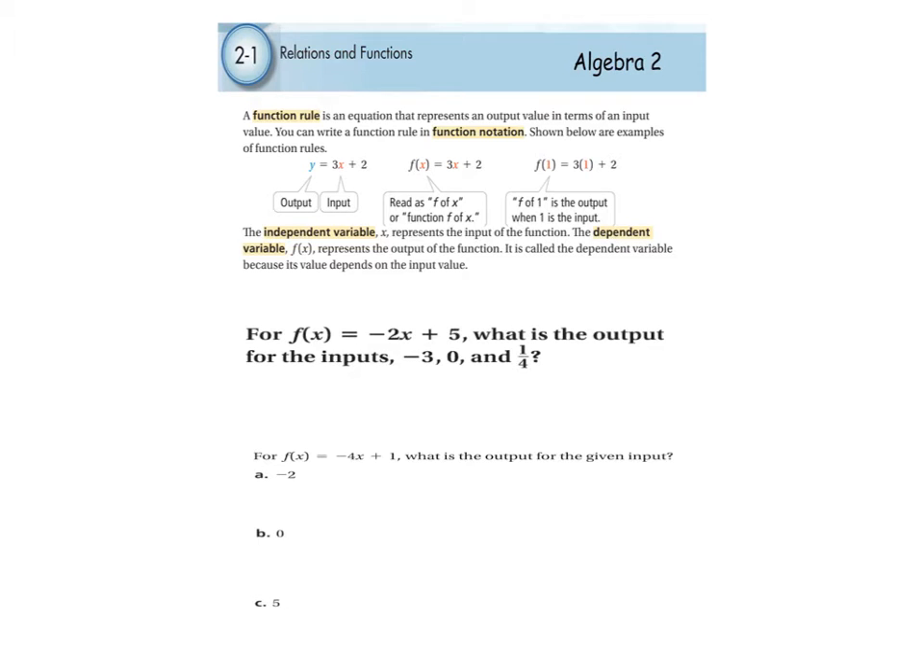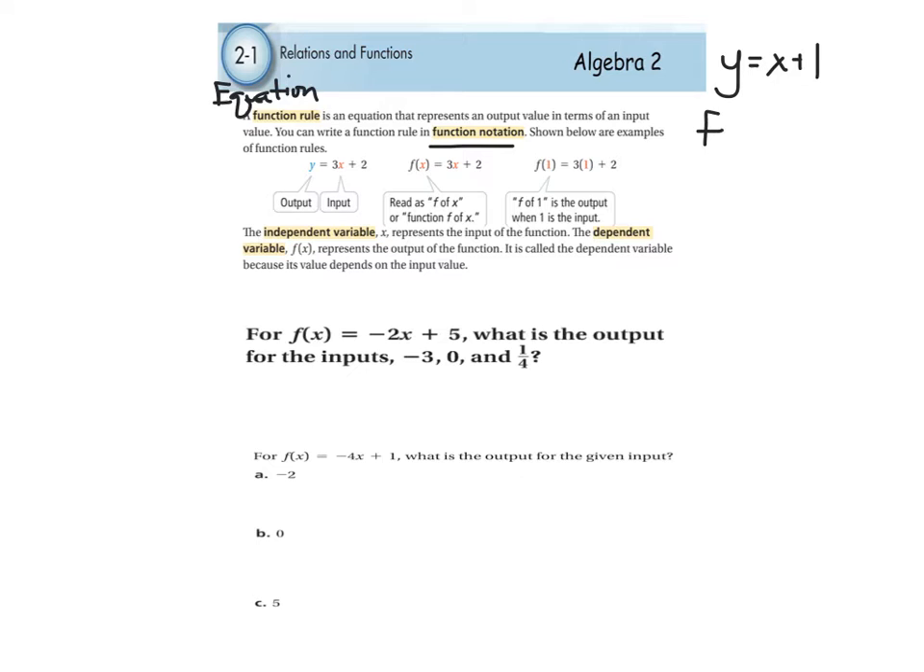A function rule is simply a fancy word for an equation. That's it. Okay. You can write a function rule in what we call function notation. All right. So function notation. Most of the time when you see an equation, it looks like so. It looks like y equals x plus 1.